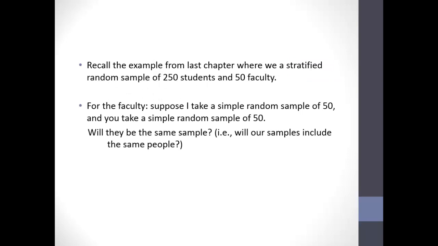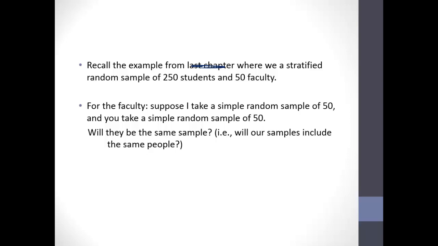So thinking back to, I think this is actually chapter 8 that we talked about this. And I switched this up in your notes since we used a different example. But we talked about doing a stratified random sample where I had 250 students and 50 faculty members. So suppose that I'm focusing on my faculty members now.